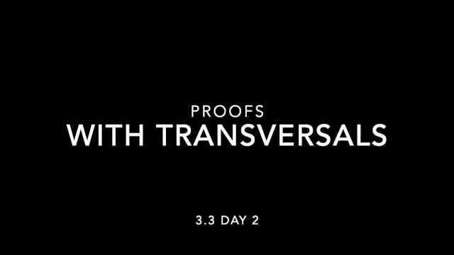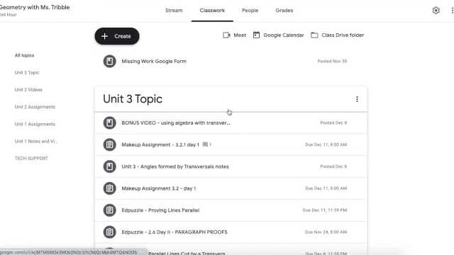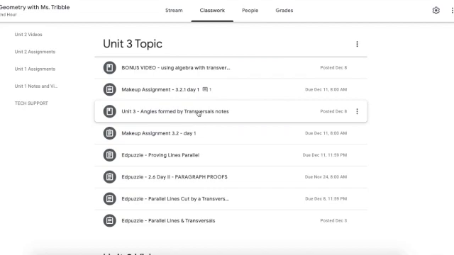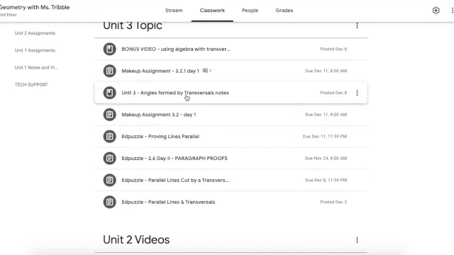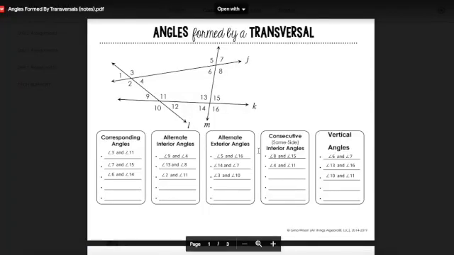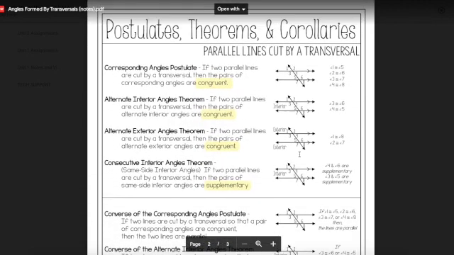We're going to look at using proofs, our skills from Unit 2, with this new knowledge about transversals and the angles they make. I'm going to direct you first to Google Classroom to your notes here. You're looking for these Unit 3 notes. They're going to come in handy while we're talking today, and really while you do your work and the tests you're going to take, all of it. You should definitely be using these tools.